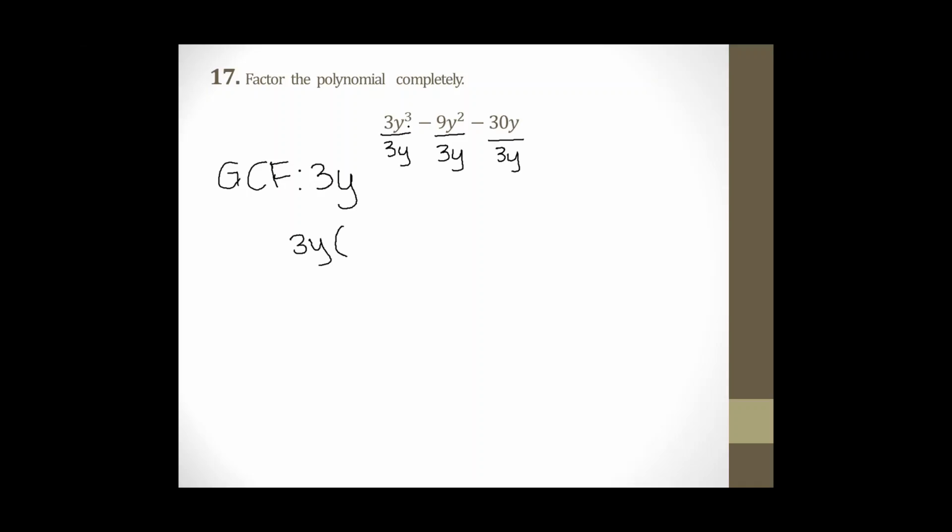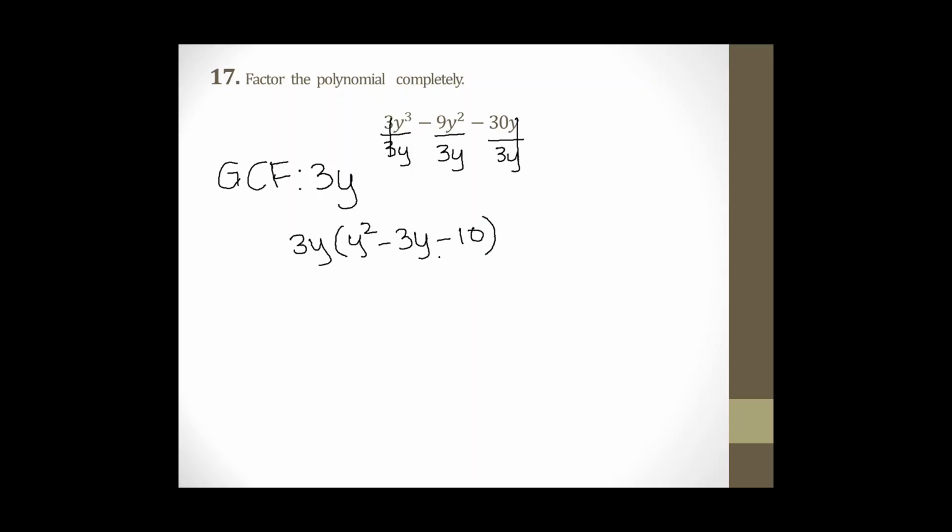So 3y cubed divided by 3y. The 3's cancel. And so y cubed over y leaves me with y squared. And then negative 9 divided by 3 is going to give me negative 3. And then y squared divided by y will just leave me with y. And then negative 30 divided by 3 is negative 10. And then y divided by y cancels.